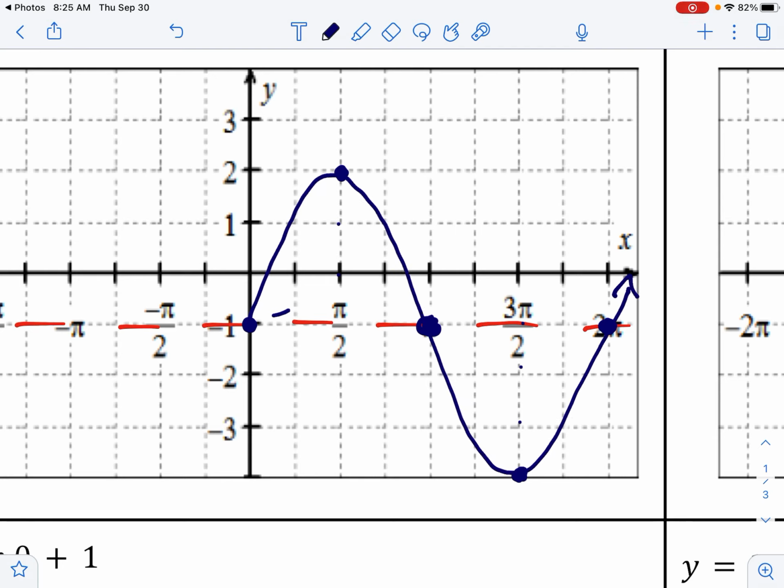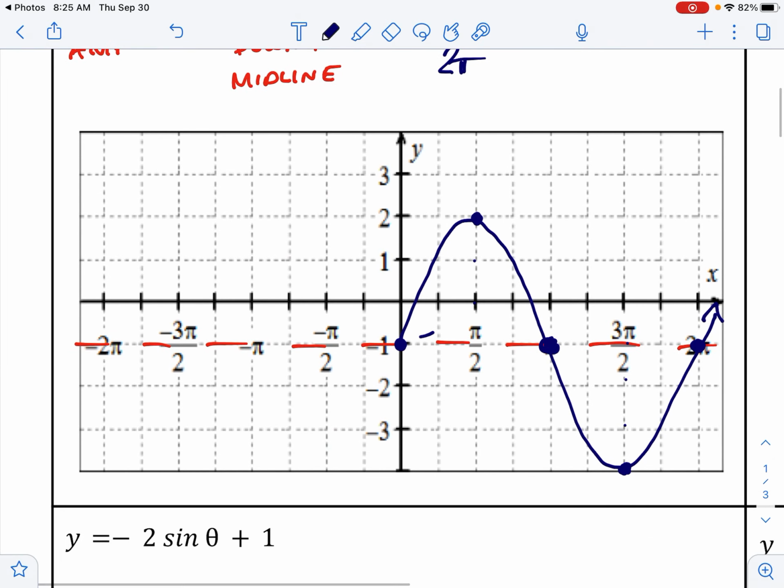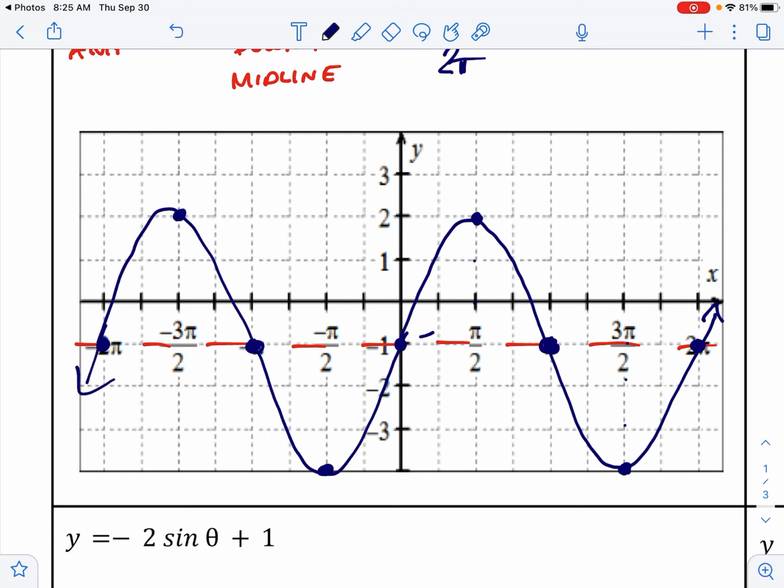of my sine curve. Now, obviously, I could continue that pattern into the negative side of the angle measures here if I wanted to. But on a test or a quiz, we're asking for 1 complete cycle for full credit. But that's what the curve would look like.